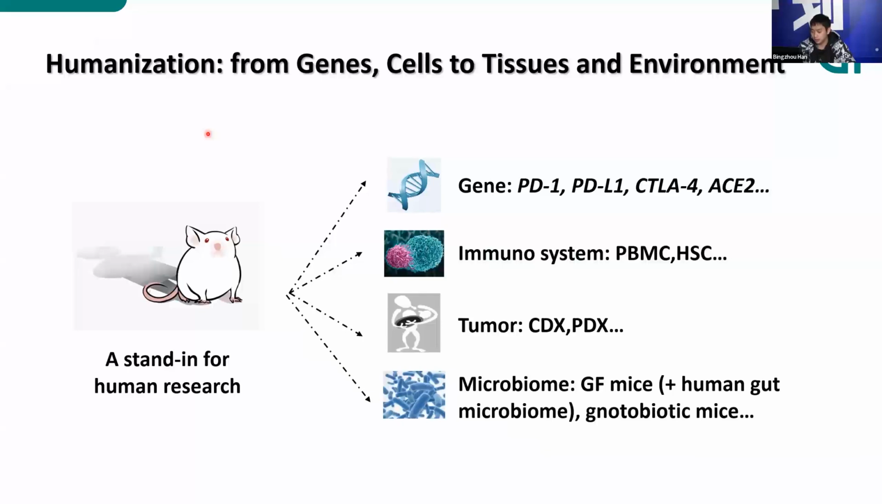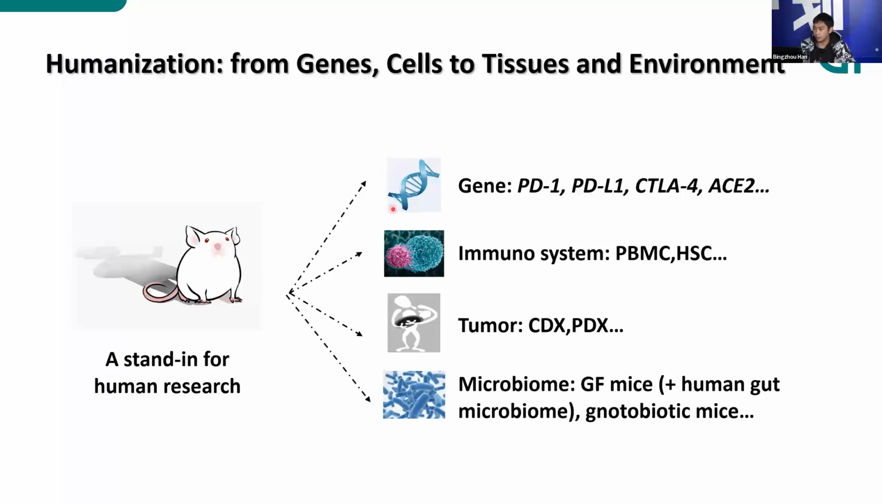There are different scales of animal humanization. It can be from genes to cells to tissues and to the environment. And the purpose of all these humanizations is to make our lab animals like mice a better stand-in for human research, more like humans in genes, cells, tissues, or environments.